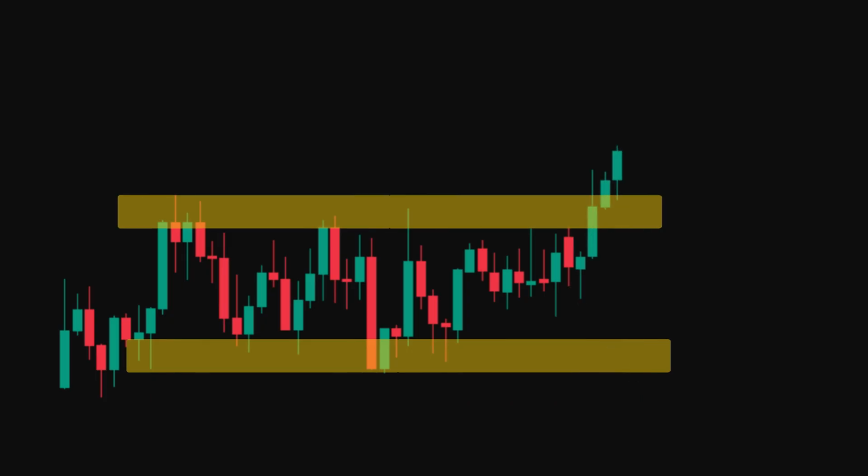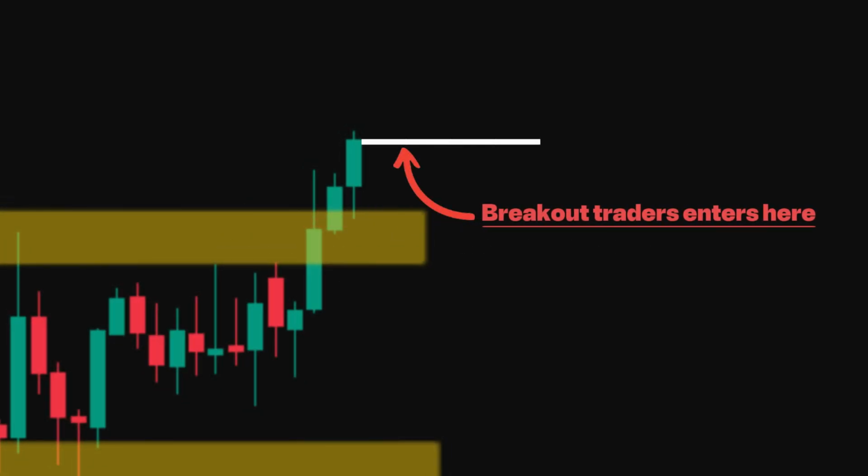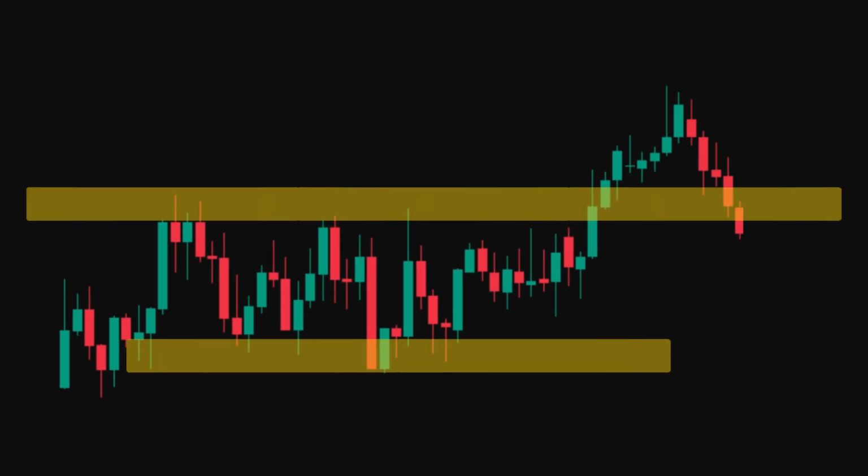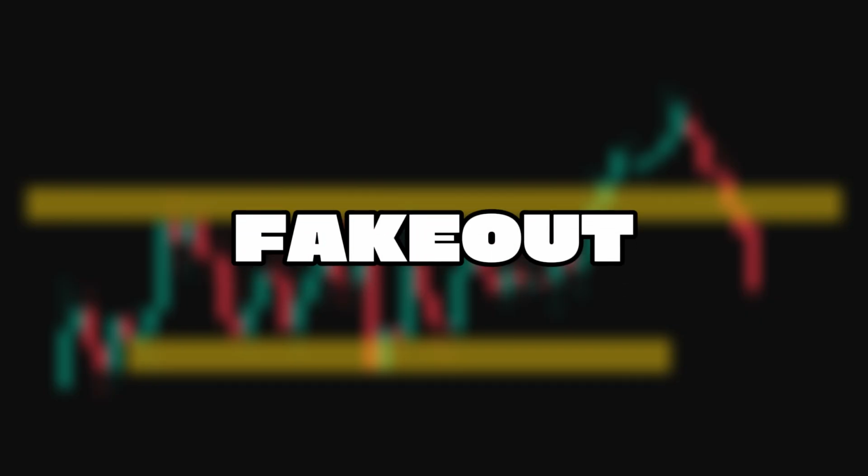When that happens, price breaks the level briefly, which makes it look like a breakout. Breakout traders enter the market thinking the price will continue in that direction. But instead of continuing, price suddenly reverses. This is what we call a fakeout. And here's exactly how I trade it.